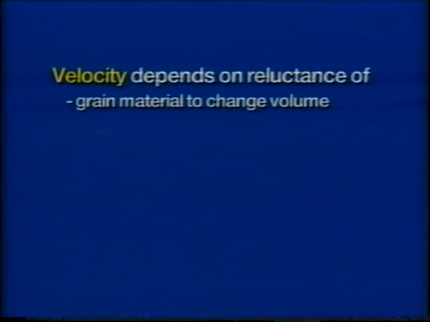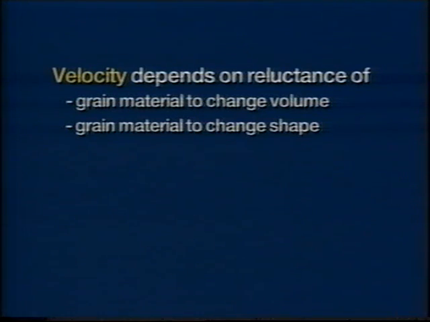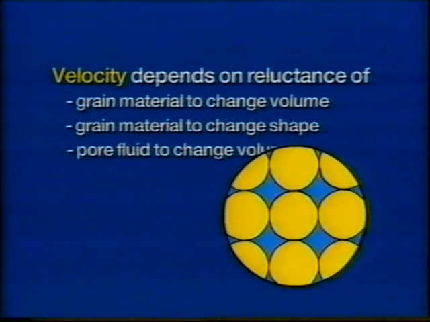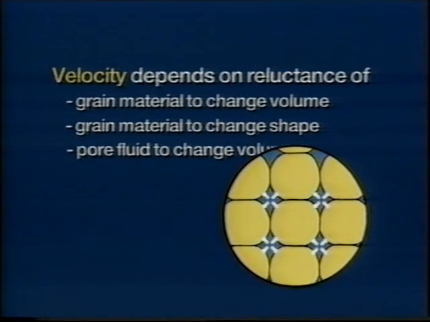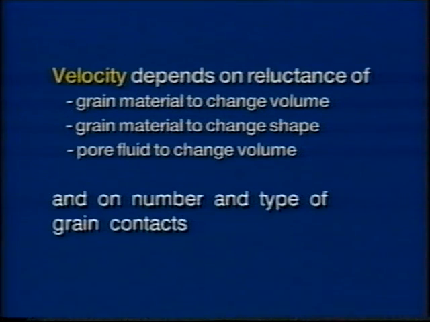So now the velocity must depend, first, as before, on the reluctance of the grain material to change volume. Second, to a greater degree than before, on the reluctance of the grain material to change shape. Third, a new item, on the reluctance of the pore fluid to change volume. That's because the outwards bulging of the grain is resisted by the fluid. And fourth, on the number and type of the grain contacts, where any bulging of the grain is inhibited.